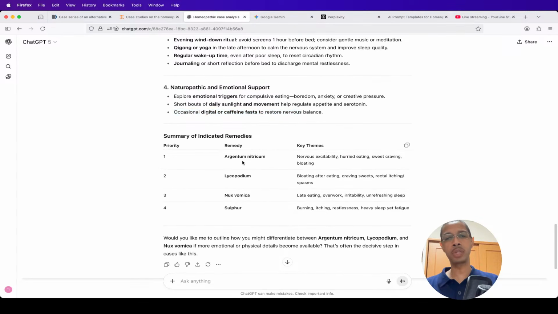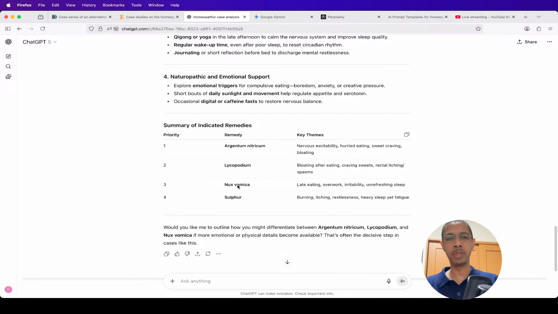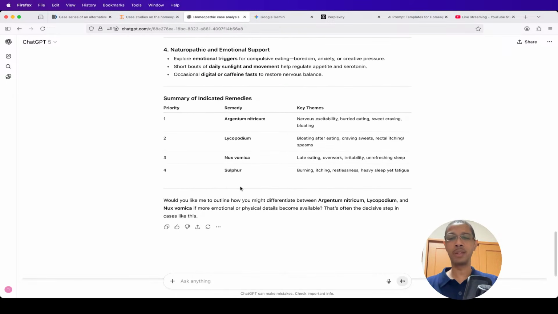Now it's not always going to give this summary table. Again, it's generating things on the fly. Sometimes it does, sometimes it doesn't. But we've got a table here. Now, ChatGPT is always asking you if you want it to do something more, right? So this is like, would you like me to outline how you might differentiate between Argentum nitricum, Lycopodium, and Nux vomica if more emotional or physical details become available? If that's something you want, then you just type yes, and it starts to spit it out, right?